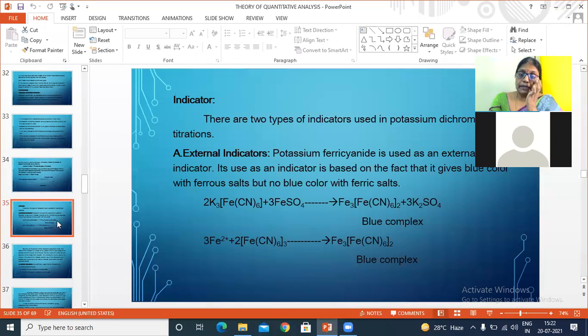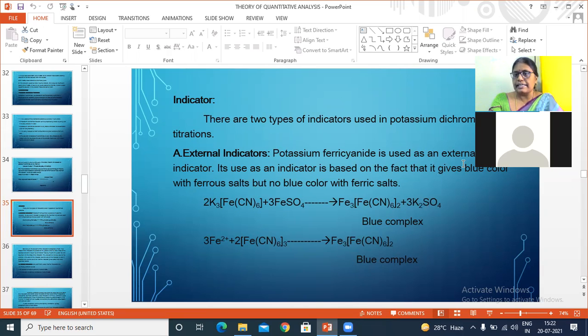Next, what are the different types of indicators? Generally, indicators are of different types. Some work as external indicators and others as internal indicators, based on the nature of the indicator, like how we use KMnO4 as a self-indicator. Internally, it can work as an indicator. An external indicator means we have to use the substance externally to act as an indicator. So what are the two types of indicators used in potassium dichromate titrations? One is the external indicator and the other is the internal indicator.